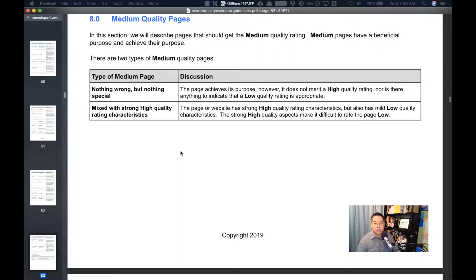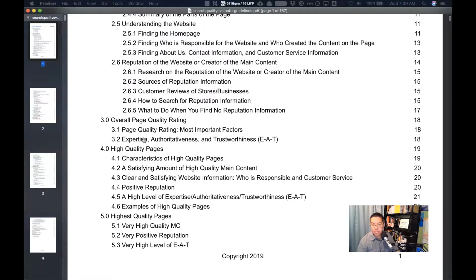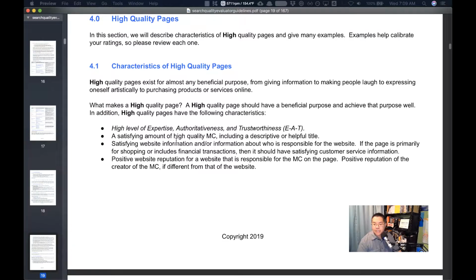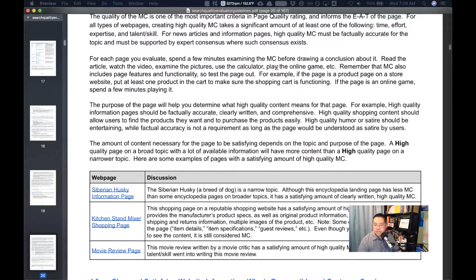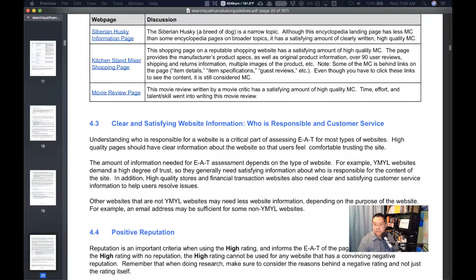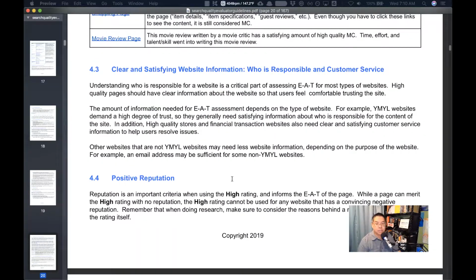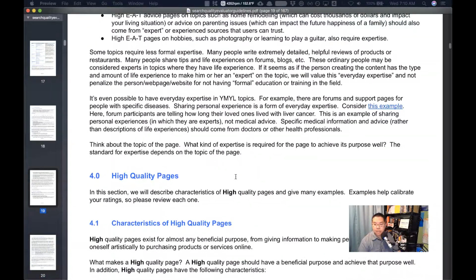On a monthly basis, you try to aim for high quality, right? So high quality pages, a satisfying amount of high quality content, including a descriptive or helpful title, spend a few minutes examining the main content before drawing a conclusion about it. What is high quality content? Who's responsible? Customer service links, positive reputation. These are all things that Google says it is expecting to see, and it wants its raters to see on high quality pages. So your monthly content should be that high quality content, those high quality pages.